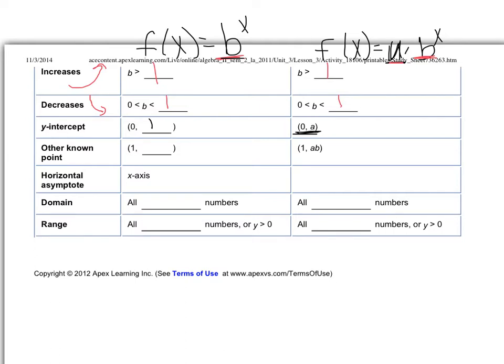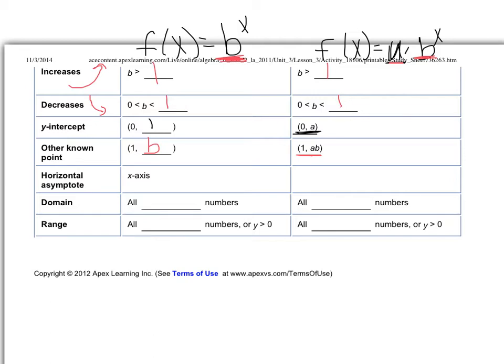There's one other point that you're going to have on the equation, and that is the ordered pair (1, b). So whatever our base is, whatever has the exponent with it, is going to be a point on the graph. And if it's a times b to the x, then the ordered pair is going to be (1, a times b).